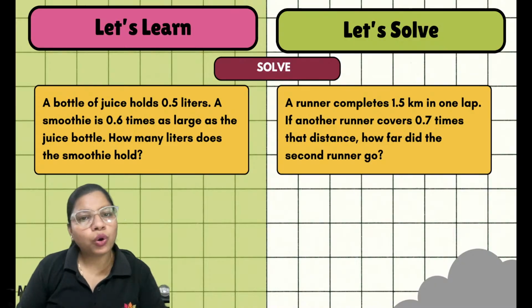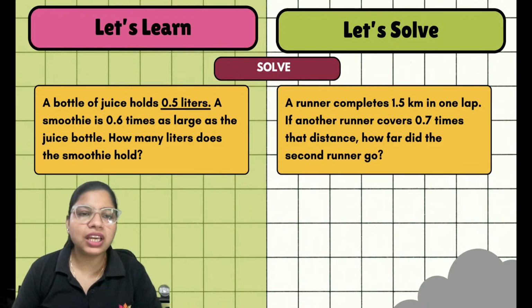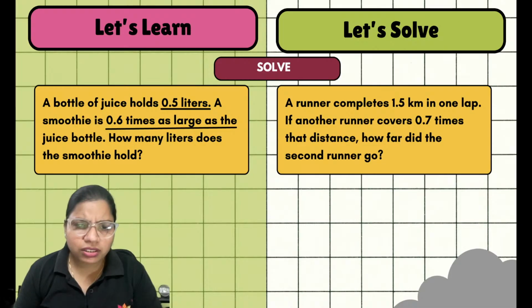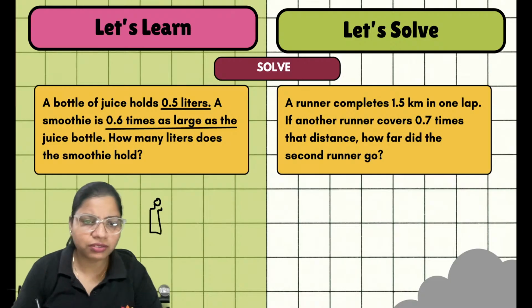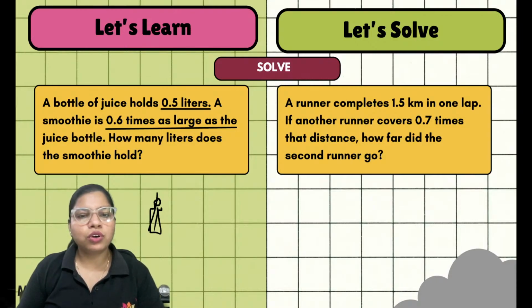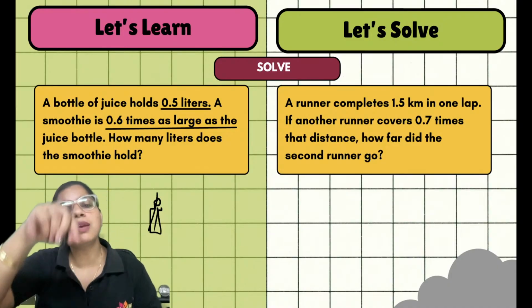A bottle of juice holds 0.5 liters. Say for example, this question, 0.5 liters. A smoothie is 0.6 times as large as the juice bottle. How many liters does the smoothie hold? Say for example, this is the bottle. Let me just draw a tiny bottle. Oh my days, how to draw a bottle? Sorry, let me try again. That is the cap, that's the bottle neck, and this is the bottle. Is it fine? Okay, so it holds 0.5. Correct? The smoothie is 0.6 times larger.